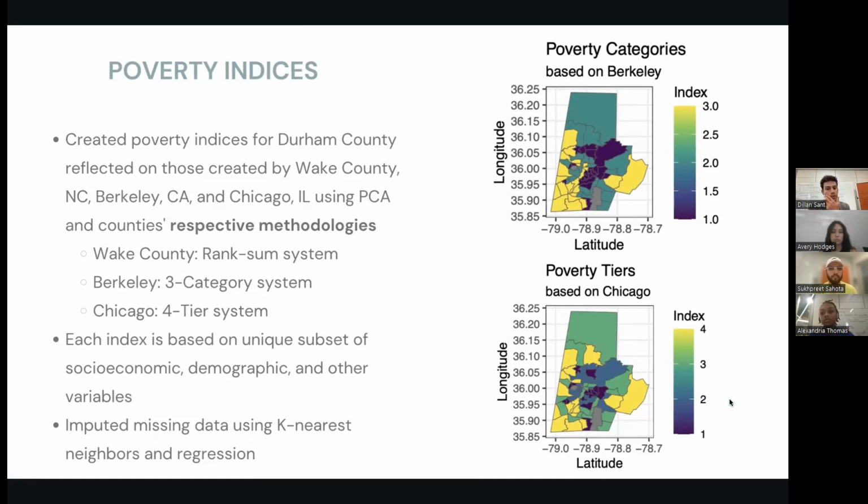And as you can see on the right, there's this tier category system that Berkeley and Chicago use, where the darker purple refers to the highest poverty category or tier, and the lighter green, or the lowest yellow, corresponds to the lowest poverty. And even though these 2 indices are completely different and use separate variables, we see a similar trend: the highest poverty is concentrated towards the center of Durham.